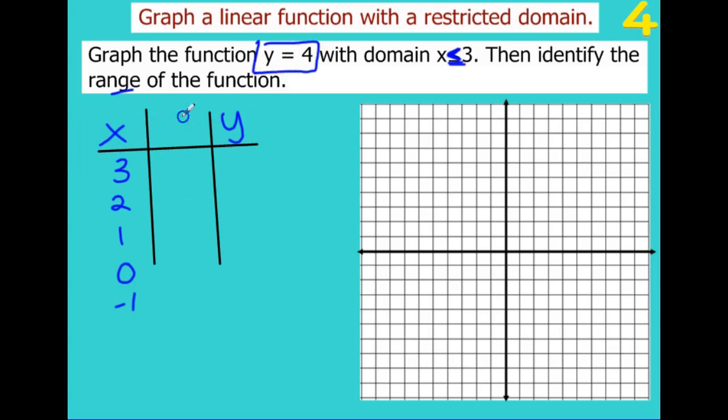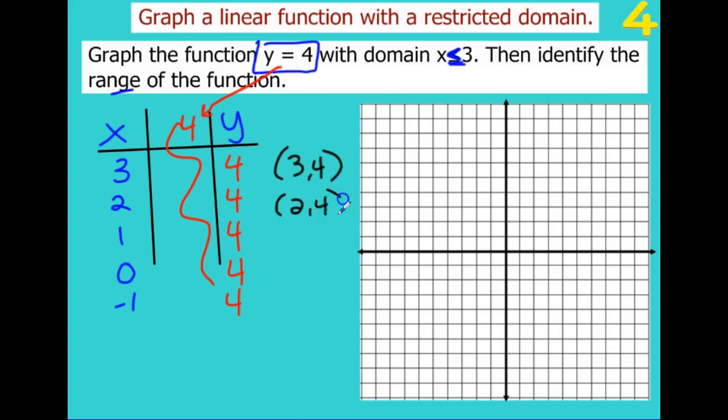So there's nothing really to plug in. All it says is y is 4. So really, there's nothing to plug in this middle equation. Y is always going to be 4. So our points are going to be 3, 4, 2, 4, 1, 4, 0, 4, and negative 1, 4.